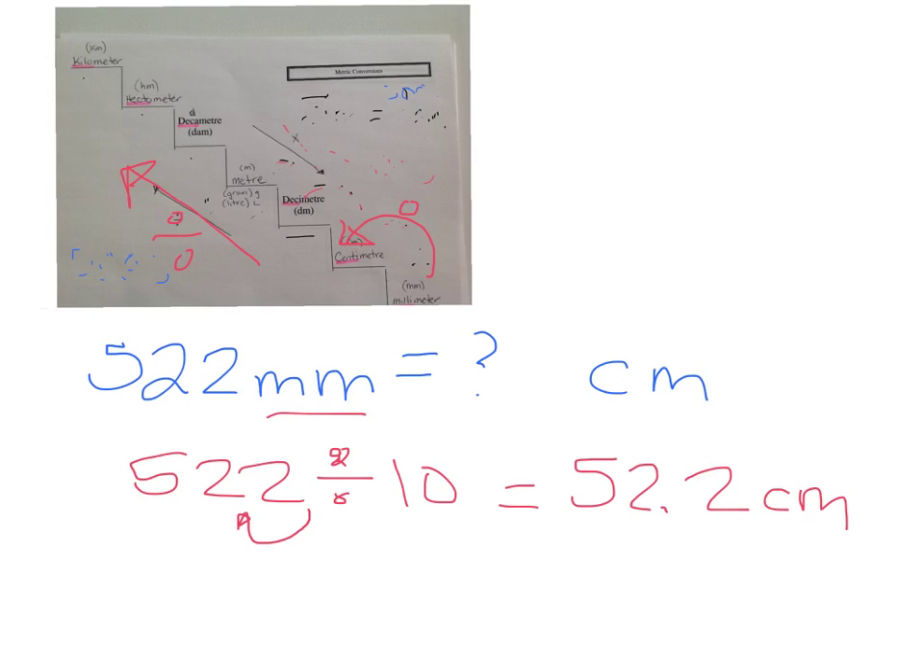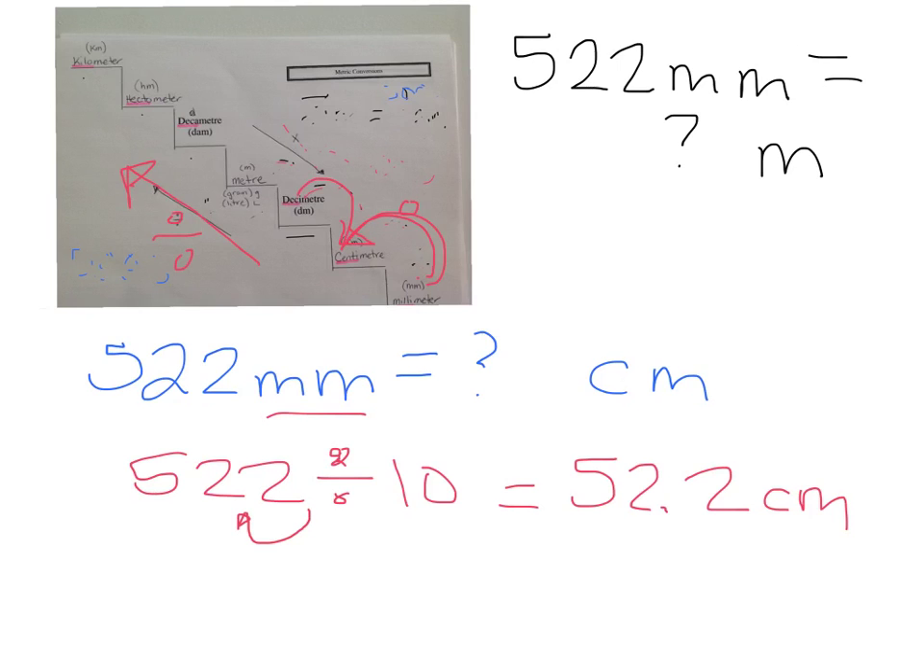What if we had 522 millimeters and I want to know how many meters is that? So again, I'm going to see how many steps does it take from the millimeters until I get to meters. And I'm going to go 1, 2, 3. So 3 steps means 3 zeros. And I went up the stairs. So up the stairs is division.